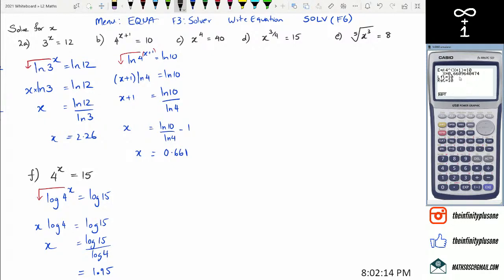Okay, so another question very similar to 2b for you guys, but I'm going to call it 2g. And let's try this one here.